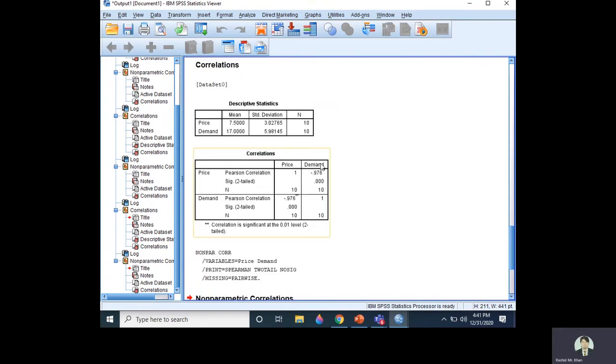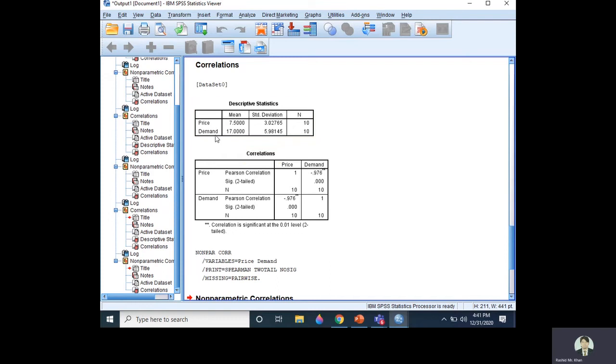Here is minus 0.97, a strong, nearly perfect negative relationship. If the price increases, the demand decreases. So more price, less demand; less price, more demand. They are highly correlated. But look at the significance: it is very highly significant.